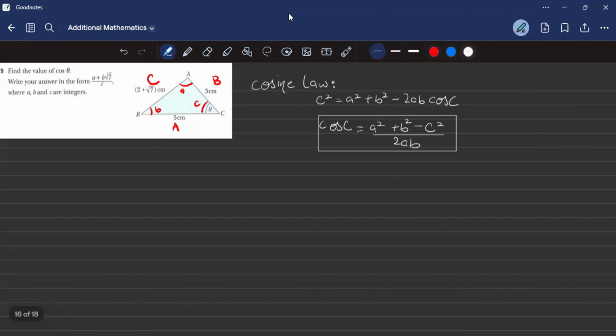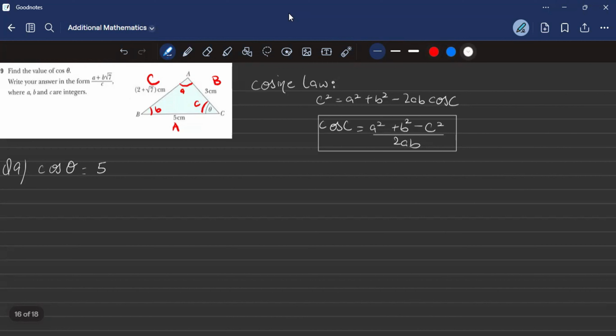Now, as we have everything labeled, and by the way, you can label anything that you want. Just remember that. Question number 9: find the value of cos theta. As we've discussed here, cos theta is equal to what? C squared. What have we labeled as a? This is a.